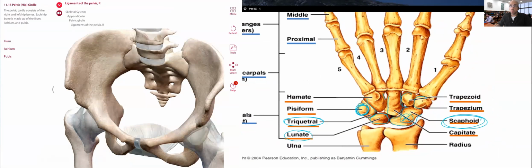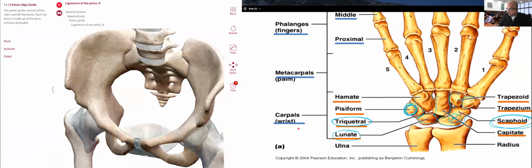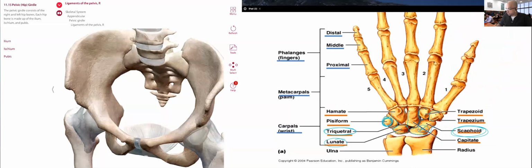That will share in the formation of the hand. Those are the carpal bones, metacarpal bones, and the phalanges or the fingers. For the carpal bones, if you remember, those were scaphoid, lunate, triquetral, and pisiform. Next row is going to be the trapezium, trapezoid, capitate, and hamate.